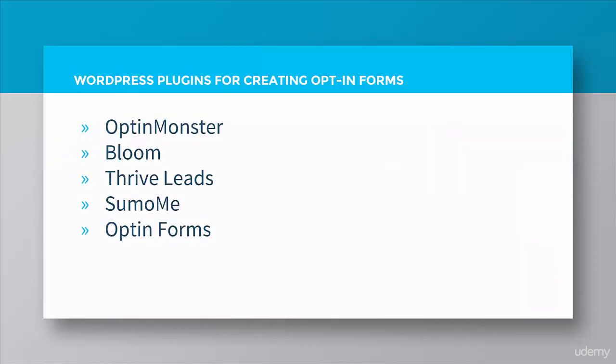4 premium plugins come to mind right away: Opt-in Monster, Bloom by Elegant Themes, Thrive Leads, and SumoMe, which offers a whole suite of digital marketing tools. There's also a great free plugin available from WordPress.org that's simply called Opt-in Forms. All of these integrate directly with the top email marketing platforms.